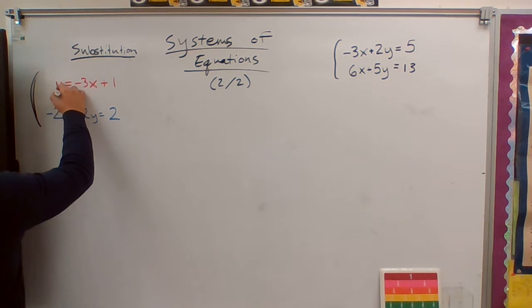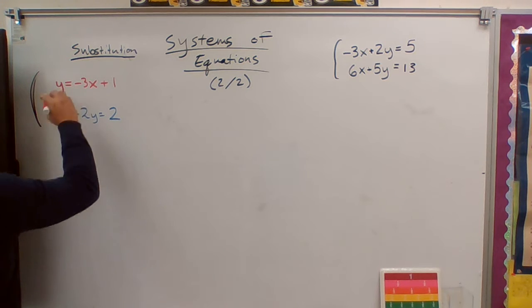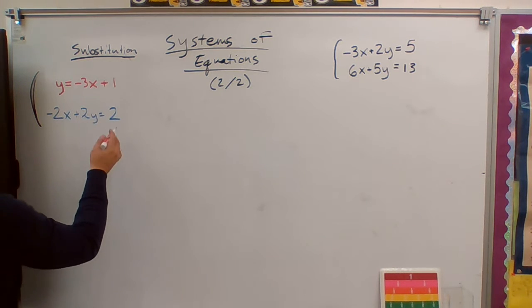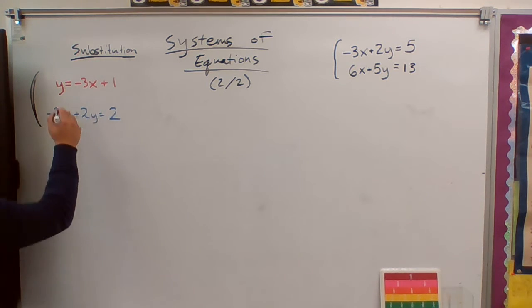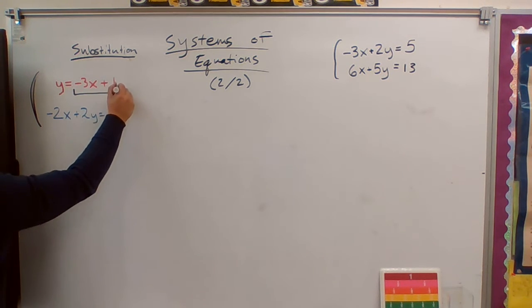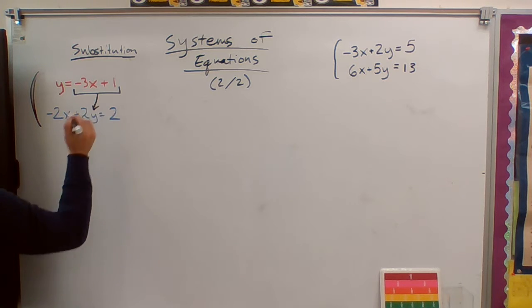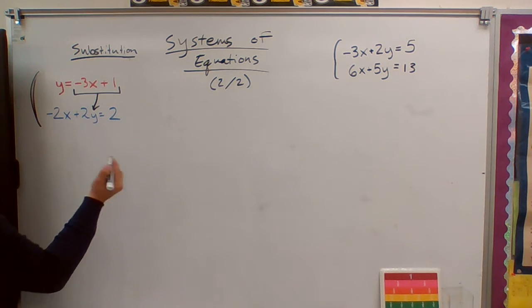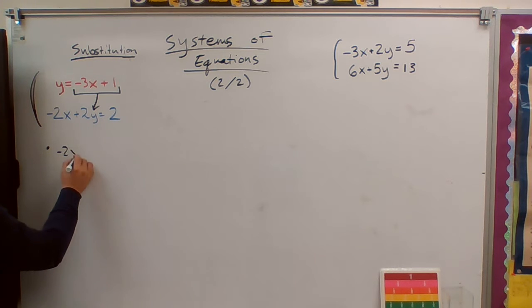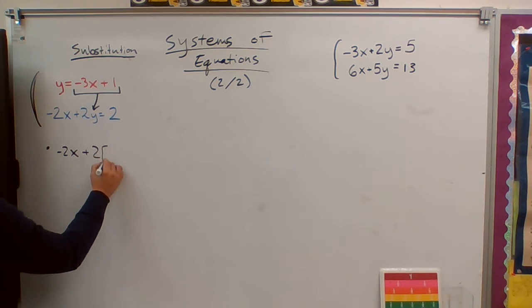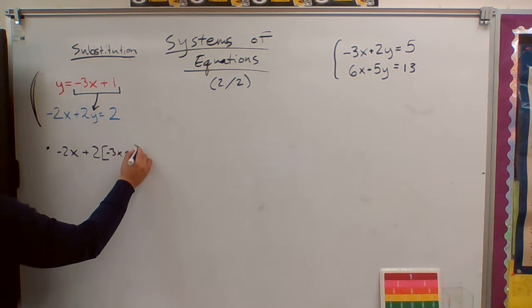So you've got y is equal to negative 3x plus 1, and the substitution approach has us take whatever y is equal to and plug it in to the y. Then we solve for x. So if we do that, we'll get negative 2x plus 2 times negative 3x plus 1 equal to 2.